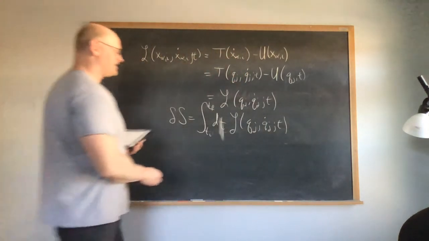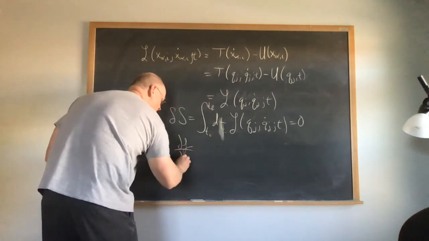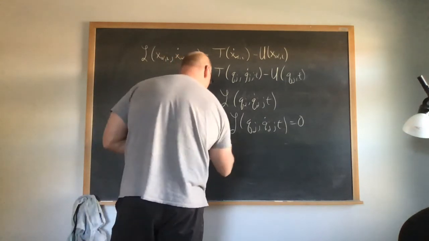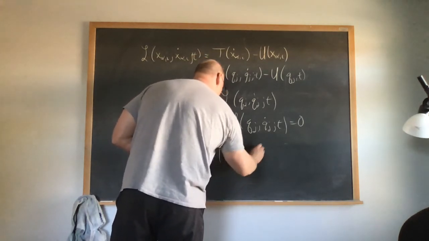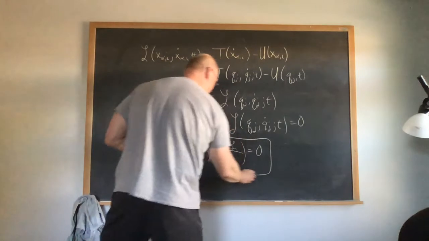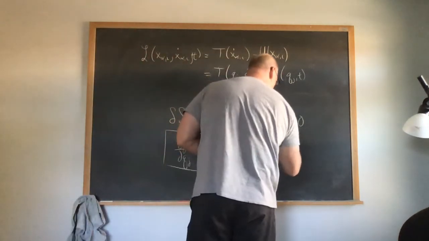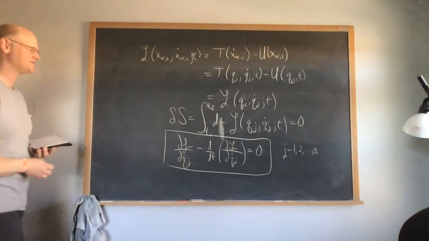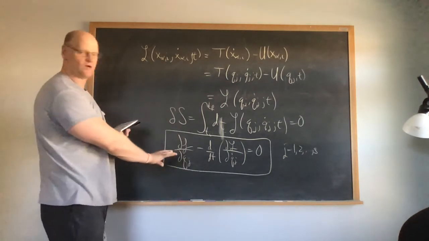Which means that by varying this and setting it equal to 0, we get the Euler-Lagrange equations, which are: the partial of the Lagrangian with respect to q_j, minus the time derivative of the partial of the Lagrangian with respect to q dot j, has to all be equal to 0. So this is the Euler-Lagrange equation in this new generalized coordinate system, where j runs from 1 all the way to s, in our 3n minus m coordinate space. So basically, the Euler-Lagrange equation stays exactly the same.